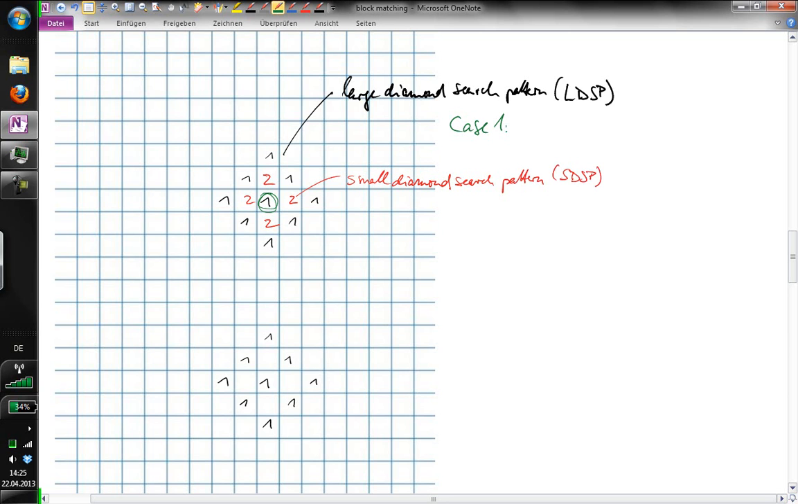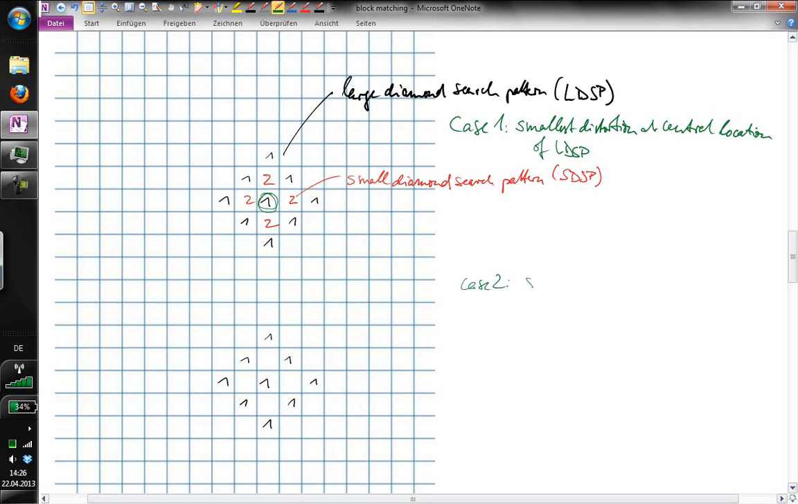And case 1 was the case where the smallest distortion was at the central location of my LDSP. Okay. Now it's evaluated at these additional positions, and if you so wish, you can then refine this and do it even at subpixel positions. But let's look at case 2.